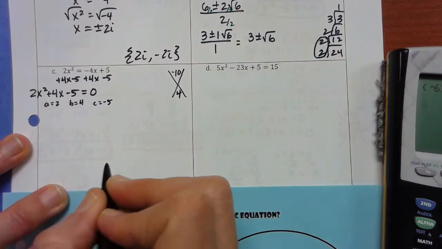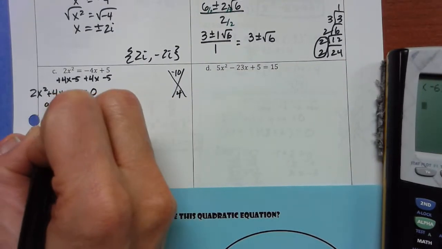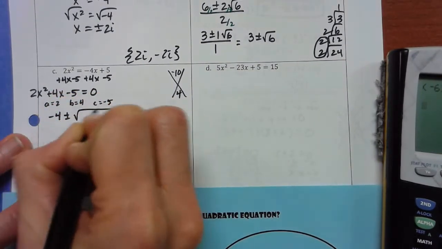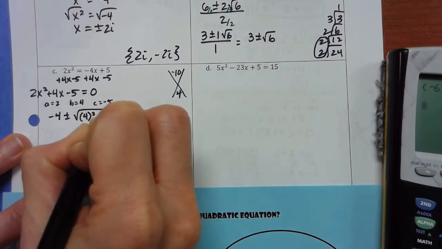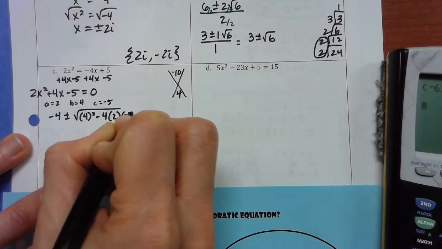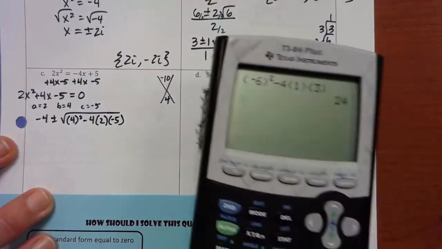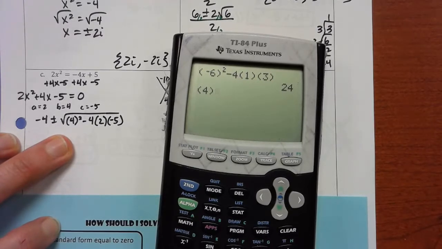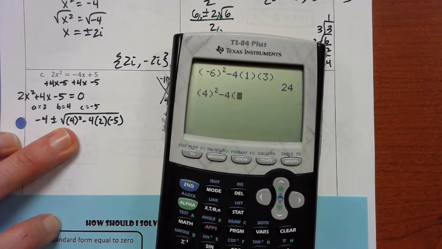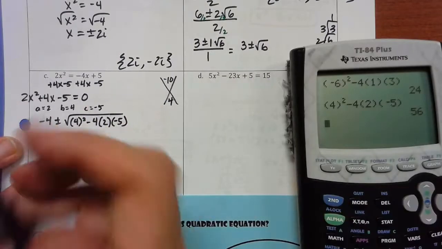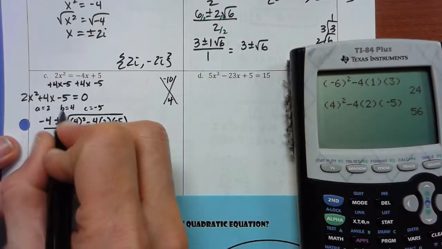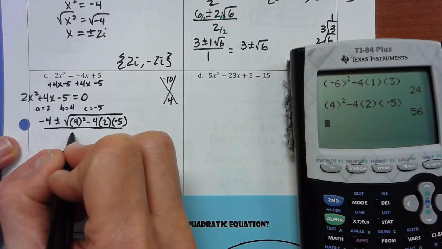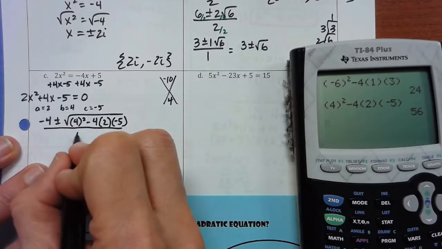And now I'll put the numbers into the quadratic formula. I have negative b, so negative 4 plus or minus the square root of b squared minus 4 times 2 times negative 5. Go to my calculator, and I'll do 4 squared minus 4 times 2 times negative 5. That's 56. All over 2a. I'm getting ahead of myself here. All over 2a. 2 times 2 is 4. Okay.